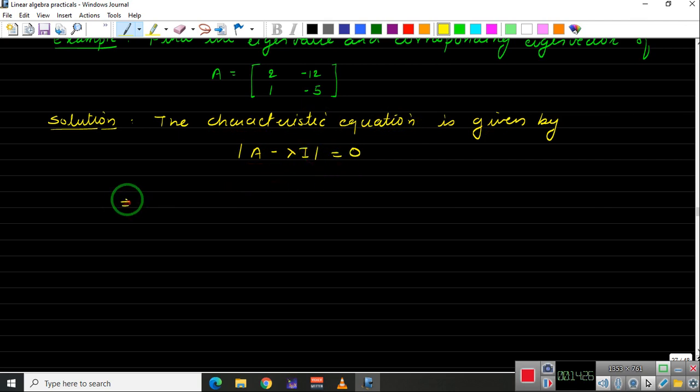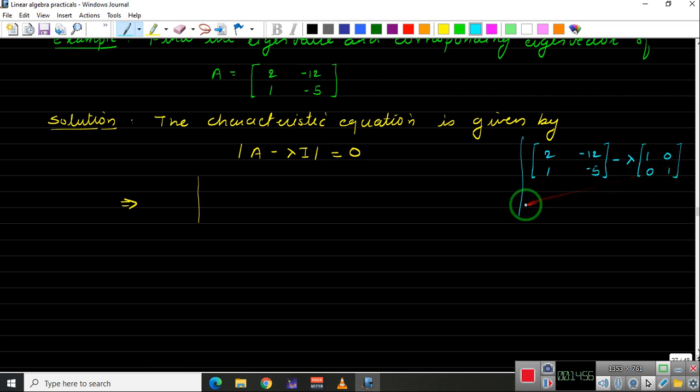Okay, let us put these values. This implies, first, what is A minus lambda I? Let me write it somewhere here for your understanding. We have A, which is 2, minus 12, 1, minus 5, minus lambda times I, where I is the identity matrix, 1 0 0 1.